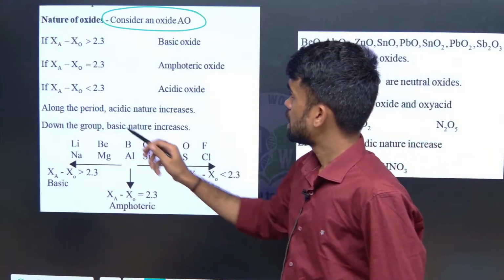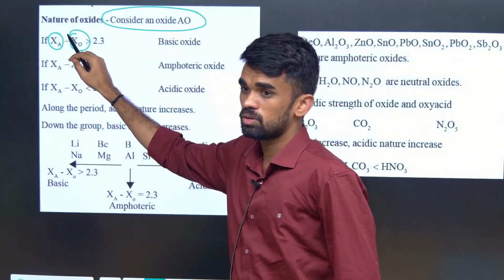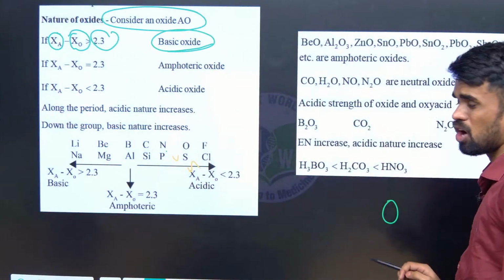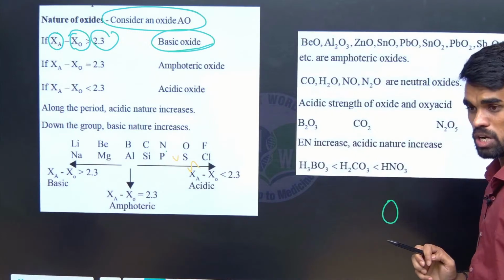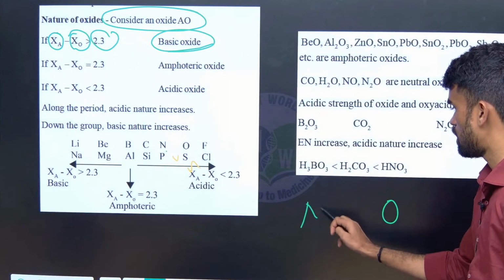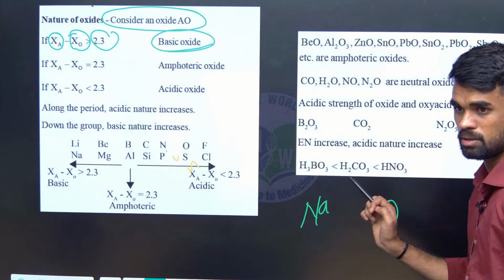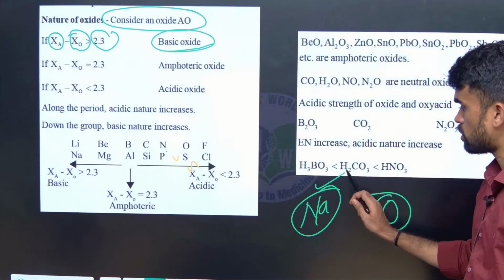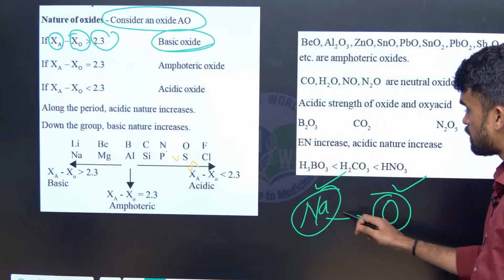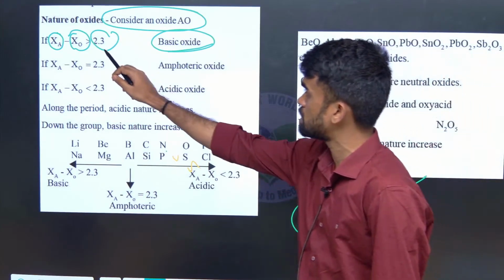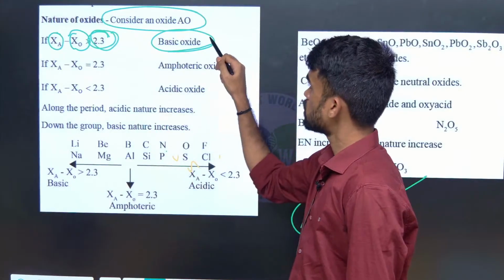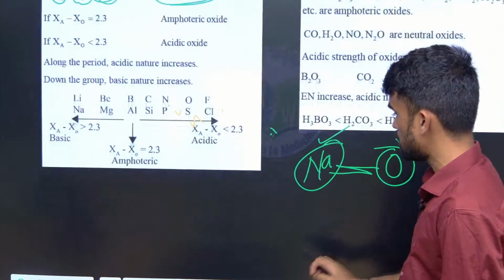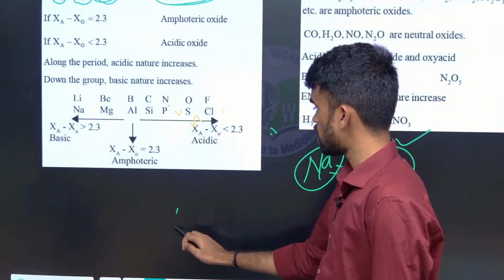Now, if the electronegativity difference is more than 2.3, then we should call them basic oxides. For example, oxides means oxygen should be there. Oxygen is the more electronegative element, combining with electropositive elements like sodium, lithium, potassium. Due to the high electronegativity difference between the two elements, more than 2.3, it is considered a basic oxide. Why basic oxide? What is the oxide formed by the combination of sodium and oxygen?